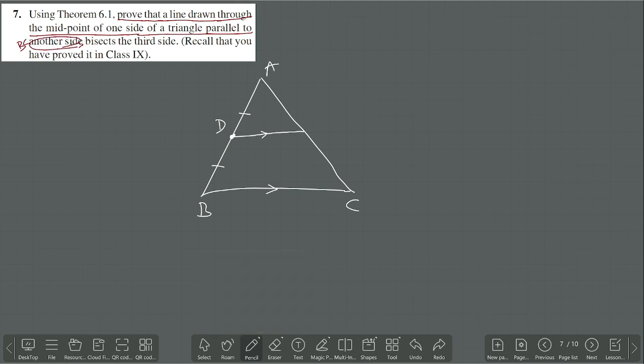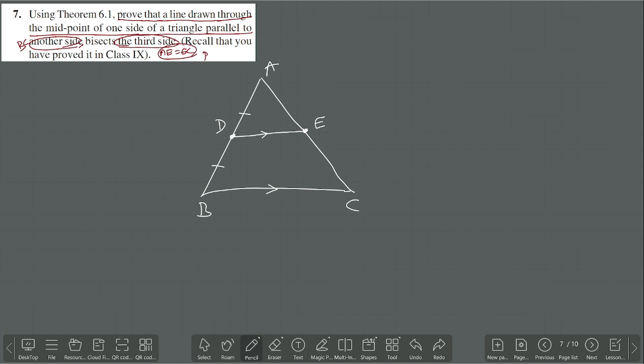No other go. Okay, right. It bisects the third side. What we want to say? Bisects the third side. That means AE equal to EC. Like that we have to bring. Bisects the third side in the sense AE equal to EC.